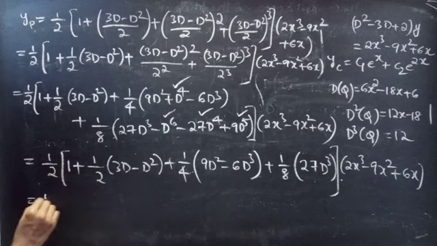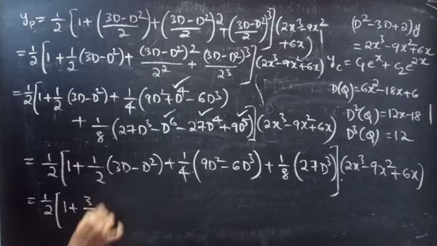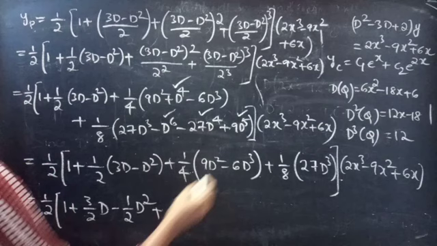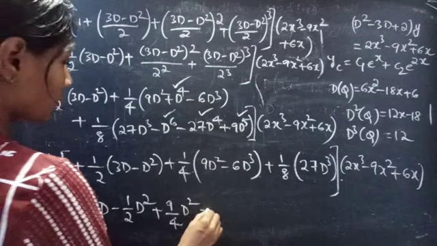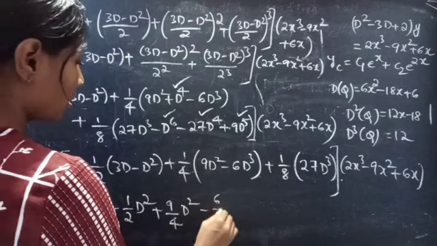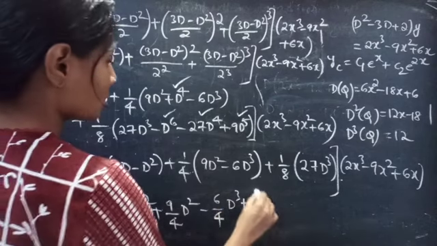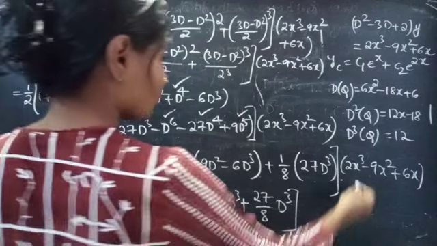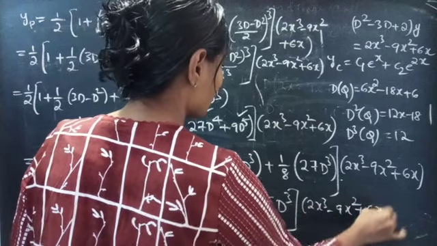This equals 1 by 2 into 1 plus 1 by 2 into 3d is 3 by 2 d, plus minus minus 1 by 2 into d square is 1 by 2 d square, plus 1 by 4 into 9d square is 9 by 4 d square, plus minus 1 by 4 into 6 is 6 by 4 into d cube, plus 1 by 8 into 27 is 27 by 8 d cube, into cube, 2x cube minus 9x square plus 6x.